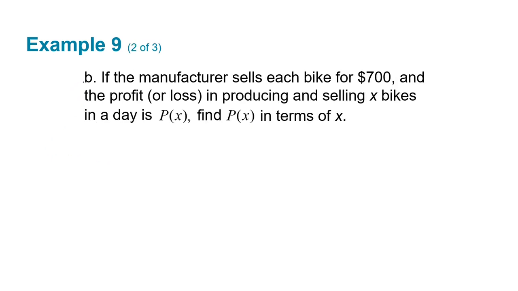In part B, if the manufacturer sells each bike for $700 and the profit or loss in producing and selling x bikes in a day is given by the function P of x, find P of x in terms of x. To find P of x, we're going to start off with 700x. That's the amount of revenue generated per bike. It's $700 for each bike. Then we're going to subtract our cost function, C of x.